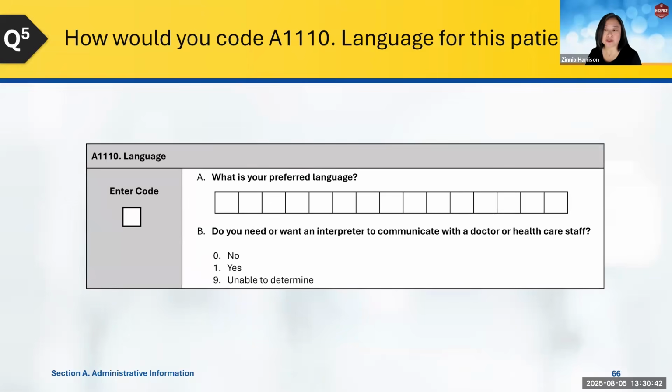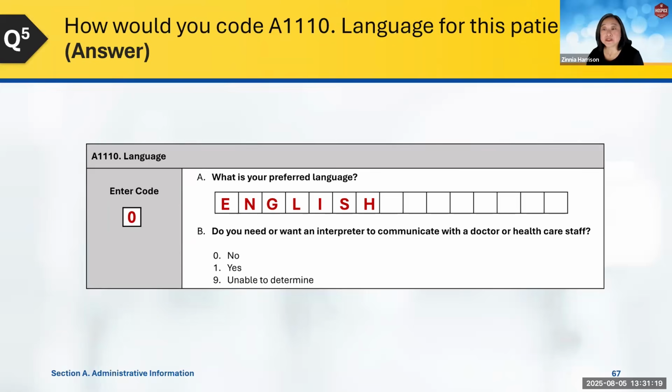How would you code language for this patient? And note, this is a two-part question on the polling. Although Mr. M stated he speaks both Spanish and English, he prefers to speak English. He also did not feel he needed an interpreter, so you would code 0 for no. At this point, I'll turn it back to Brenda.